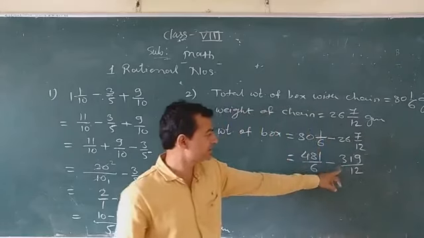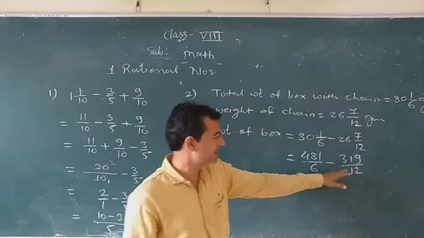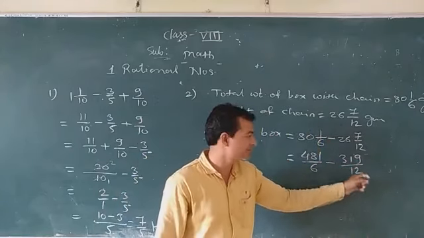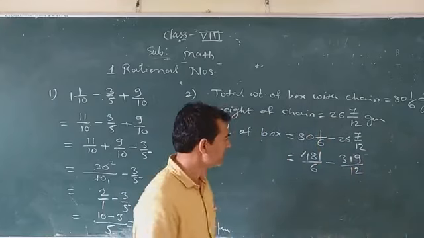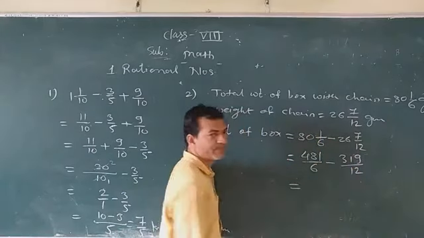Can you simplify this number? I cannot simplify. Actually, this is the odd number. This is the even number. That's why it is not divisible by 2. Now we have to take the cross product.